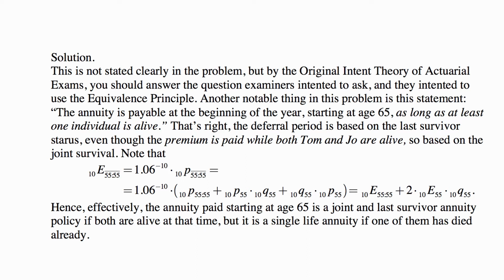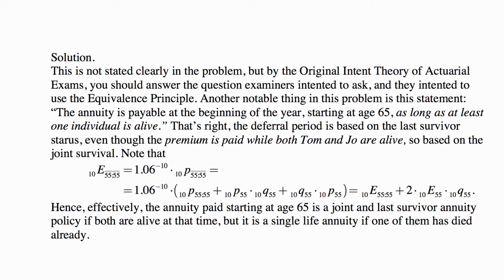Another notable thing in this problem is this statement I was trying to tell you already. The annuity is payable at the beginning of the year starting at age 65 as long as at least one individual is alive. That's right, the deferral period is based on the last survivor status, even though the premium is paid while both Tom and Joe are alive, so based on the joint survival. Okay, so if we try to write this last survivor status pure endowment factor, which would give us the deferral, what would it look like?